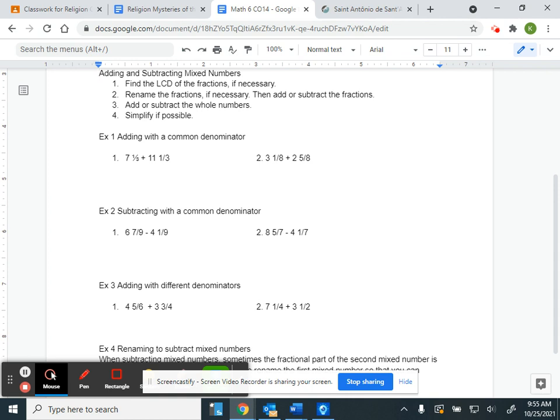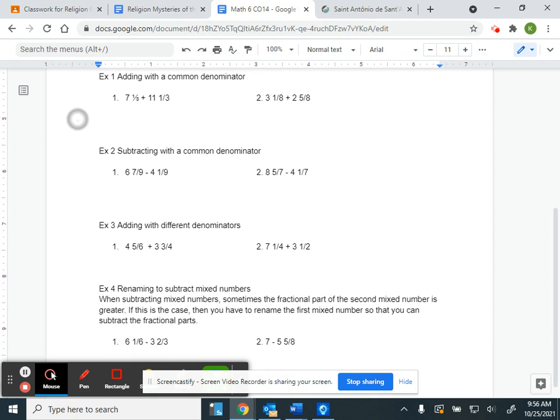Simplify if possible. So do we need to take a mixed number and make it into an improper fraction and then find the common denominator? No, we can do the fractions first, then you do the mixed numbers. And I'm going to show you what that means.